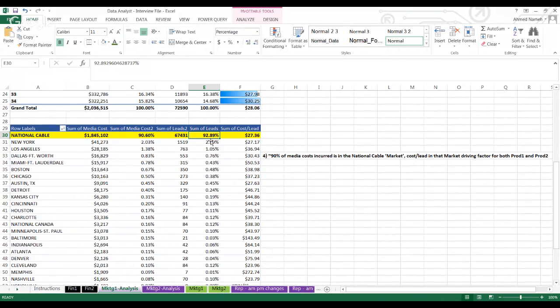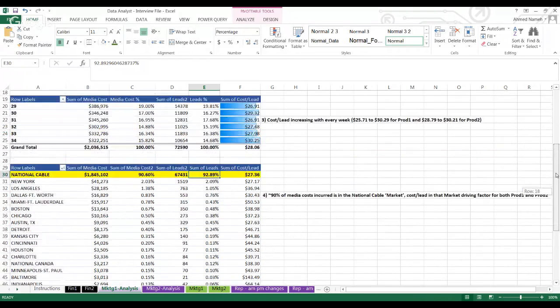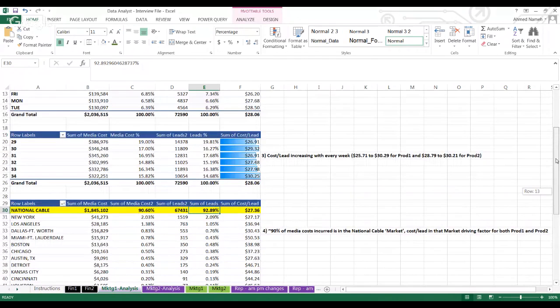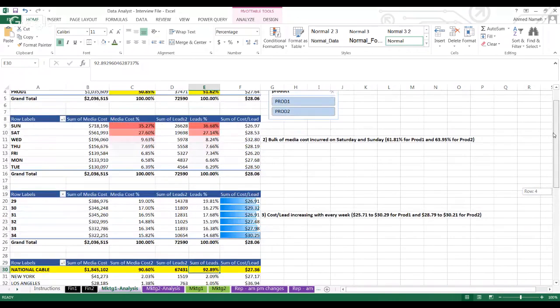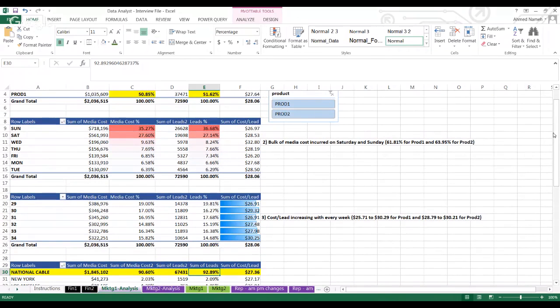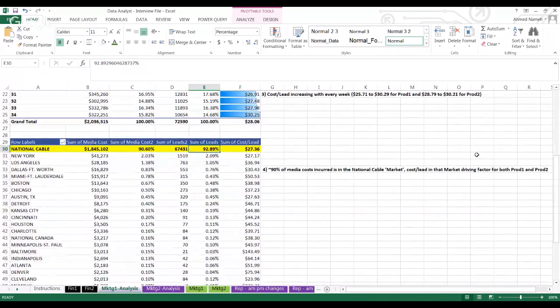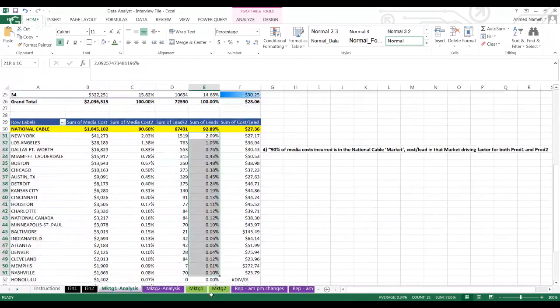So if you're looking at the driving factor of essentially everything we looked at above, as to why the cost per lead is the way it is, as to why spending is allocated on given days the way it is, looking at national cable will be your answer, just because it weighs so much more than anything else, essentially.